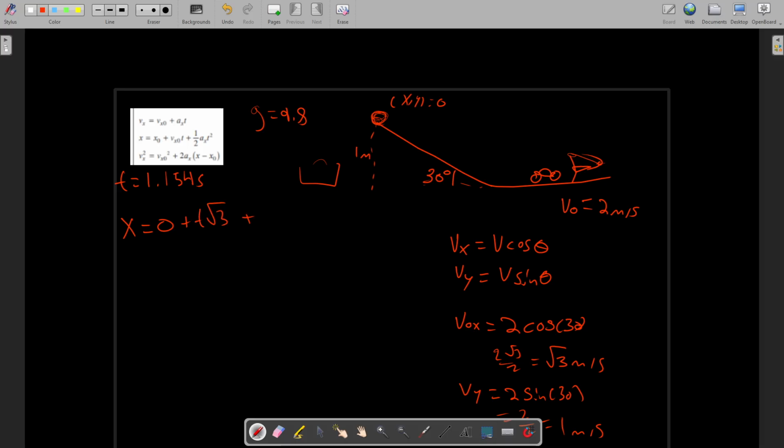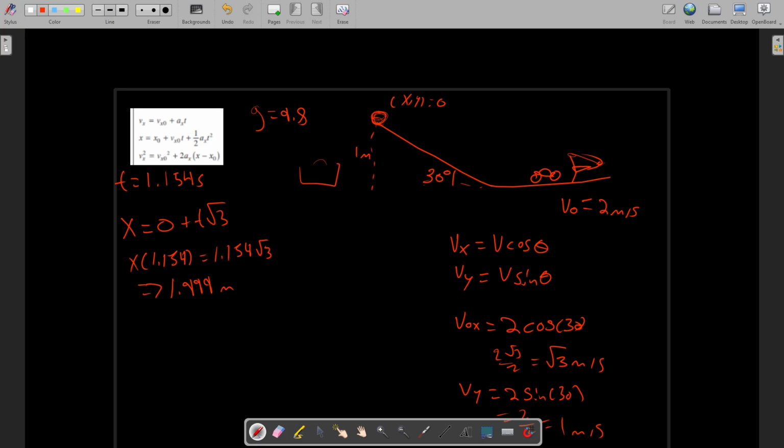And then in a problem like this, where we're ignoring air resistance and all that, we're just going to assume there's no acceleration and that the velocity is constant. So we can say our x of 1.154, which is what we calculated as our time to hit the ground, is going to be 1.154 times the square root of 3, and that's going to go to about 1.999 meters, sorry.